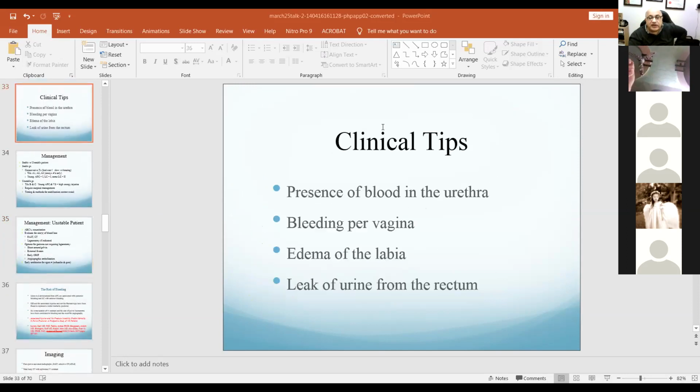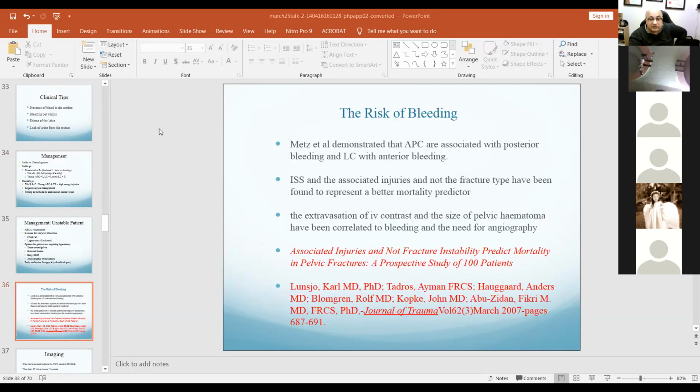These are worrying signs of pelvic fractures: when you have blood in the urethra, bleeding PV, edema of the labia, and leaking of urine from the rectum. These are classical features of a pelvic fracture, which is causing you problems.